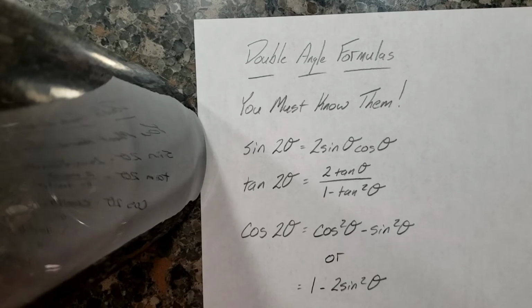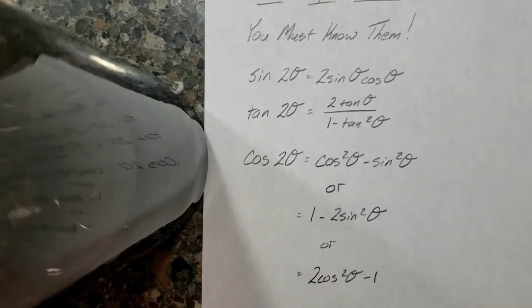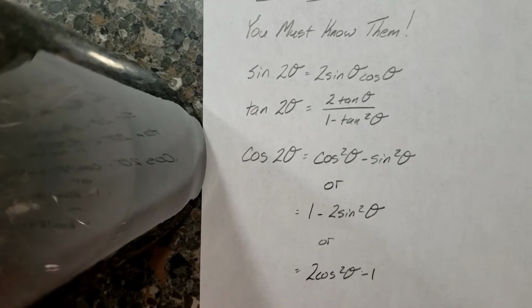And here they are. Sine of 2 theta is 2 times the sine of theta times the cosine of theta. Tangent of 2 theta is 2 tangent of theta over 1 minus tangent squared theta. And the cosine of 2 theta, there's 3 different formulas for it: cosine squared theta minus sine squared theta, or 1 minus 2 sine squared theta, or 2 cosine squared theta minus 1. Does not matter which one you use. Basically, the problem will dictate which formula you want to use, okay?